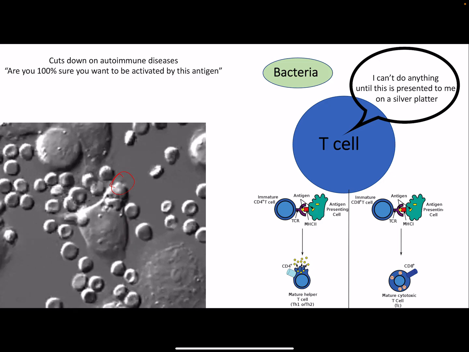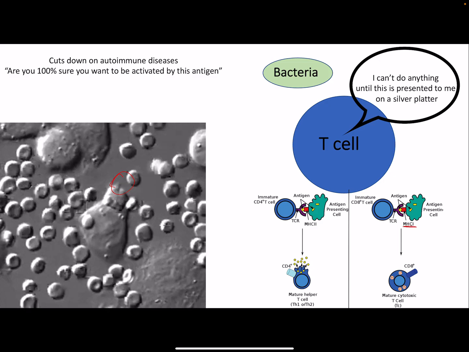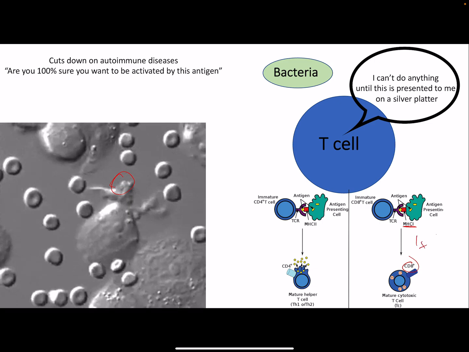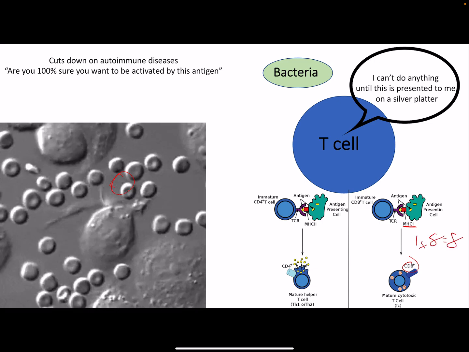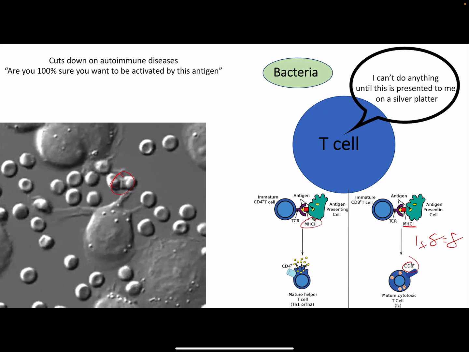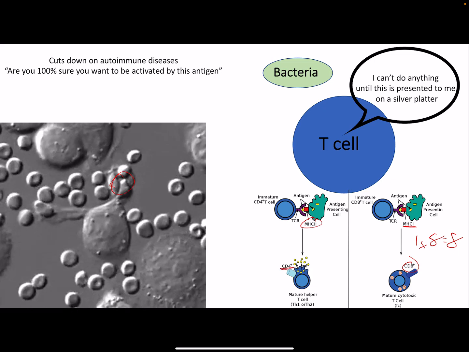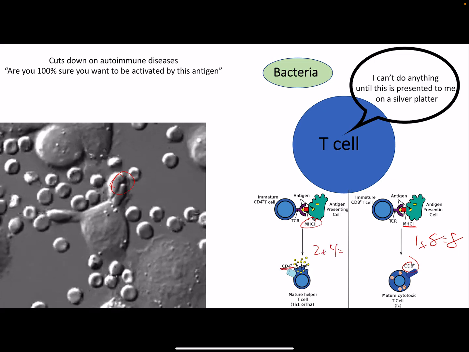So CD8 is going to respond to MHC1. I think of 1 times 8 is 8. On the other hand, MHC2s will respond for CD4 cells, and I think of 2 times 4 is 8.